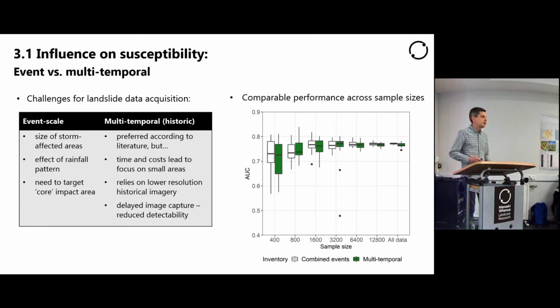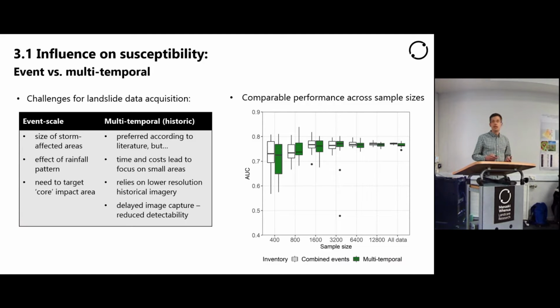The other question we investigated is this trade-off between event versus what I call multi-temporal records. Multi-temporal refers to mapping the same study area through time, typically over the period of the aerial photo record, which is about 70 years. That involves quite a lot of work, and that's been done in the past. It's certainly seen in the literature internationally as the preferred source of data for landslide susceptibility modeling. But there are some significant downsides, not least the time and costs involved, but also the fact that often this historic imagery is lower resolution, and there are issues with the interval between images, typically 10 to 20 years, so there's a potential problem around detectability of landslides as they diminish over time and become less visible.